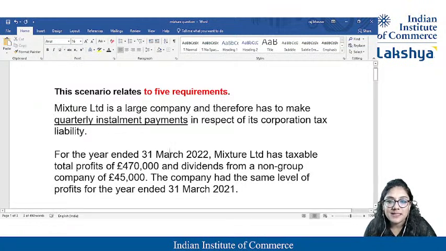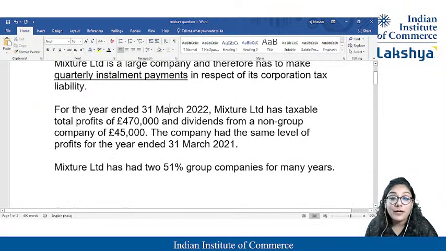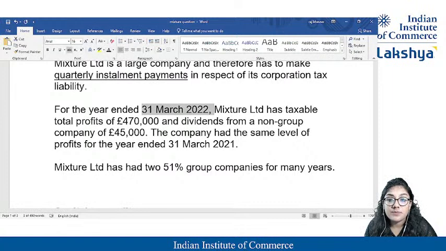Yeah ma'am, we know that. They have to pay quarterly in respect of its corporate tax, because it is a company. If it is a company, income tax does not apply. We have to pay as per corporate tax, which is a company's tax. Students, we know now what is the rate of corporate tax? It's 19%. Perfect. For the year ended on 31st March 2022.